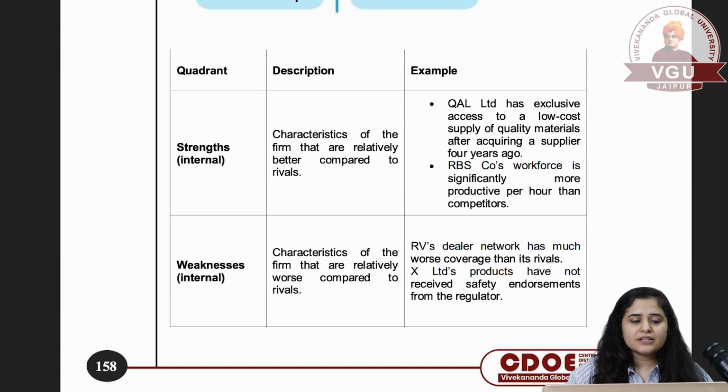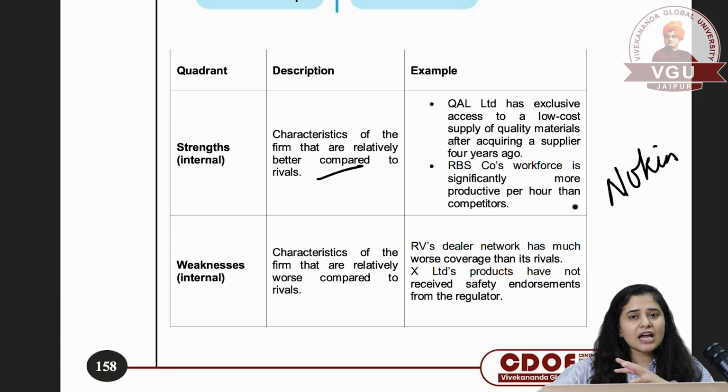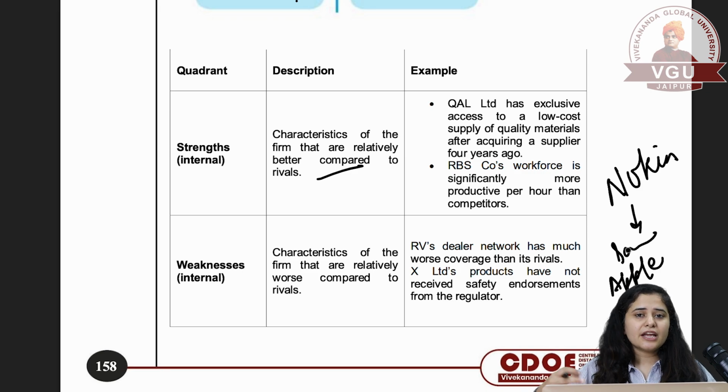Let's see what are the strengths, how better we are as compared to our rivals. Weaknesses is how worse we are as compared to our rivals. Like there was the phone Nokia. Once it was capturing the entire market. Then there came Samsung, Apple, and then they came up with better technologies. So these were the weaknesses that Nokia was facing. Their technology was worse than the technology of their rivals.